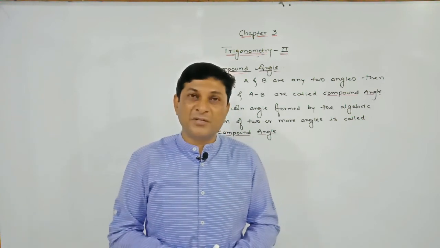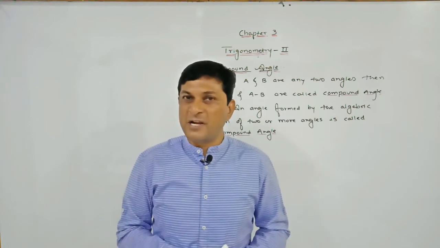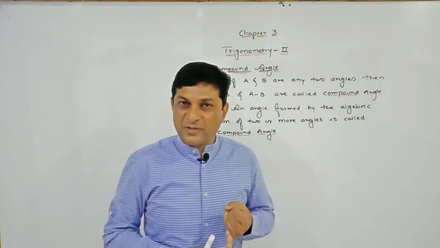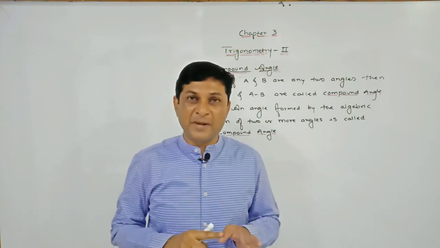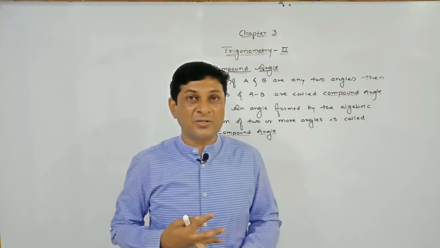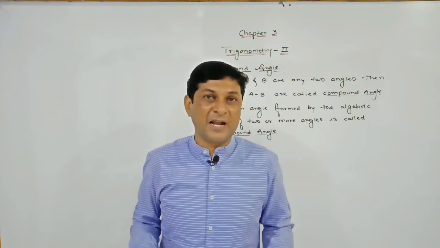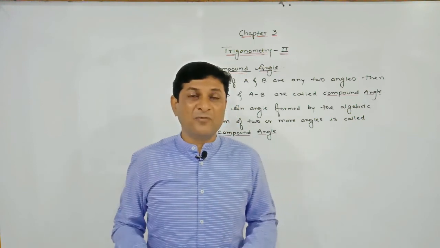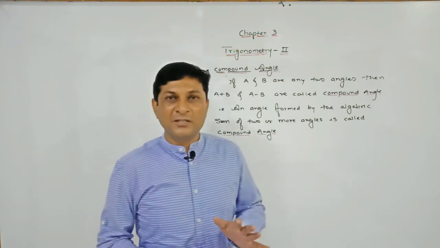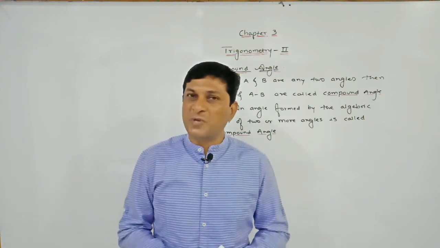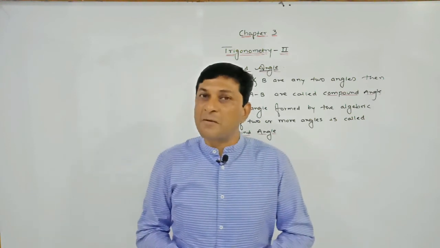introduced chapter. In this chapter we are going to prove maximum formulas of trigonometry, means we are finding trigonometric functions of compound angle, allied angle formulas, half angle, double angle, triple angle, factorization, defactorization formulas, and even trigonometric functions of angles of a triangle. Means maximum very important formulas we are going to prove in this chapter, and applying these formulas we are solving the examples also. So the first part of this chapter is compound angle.